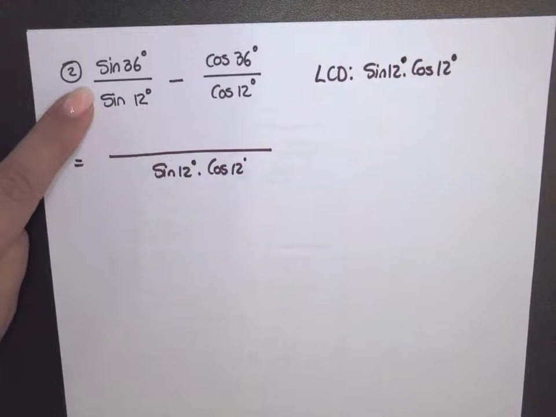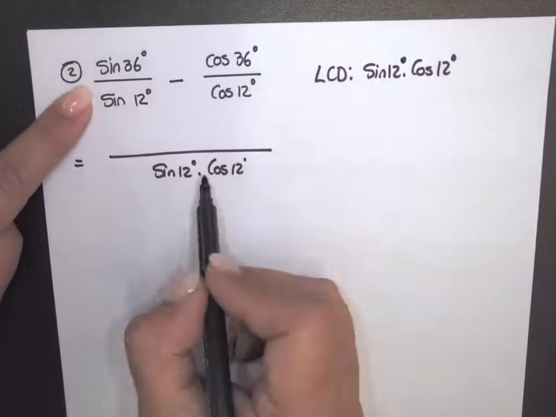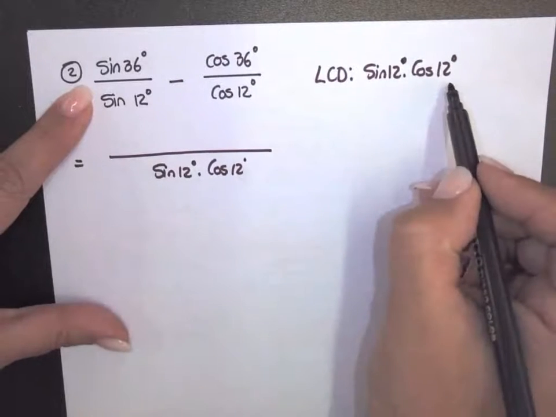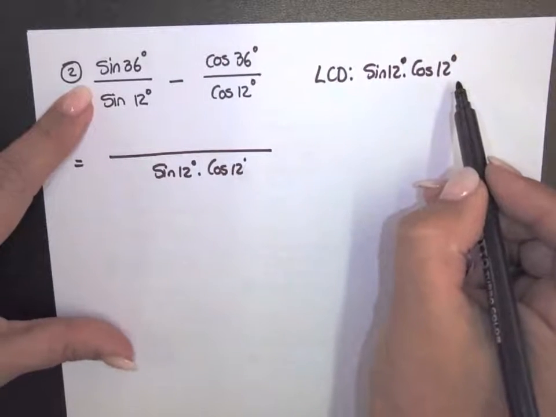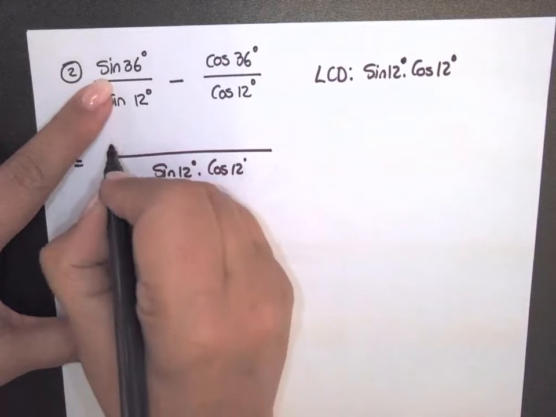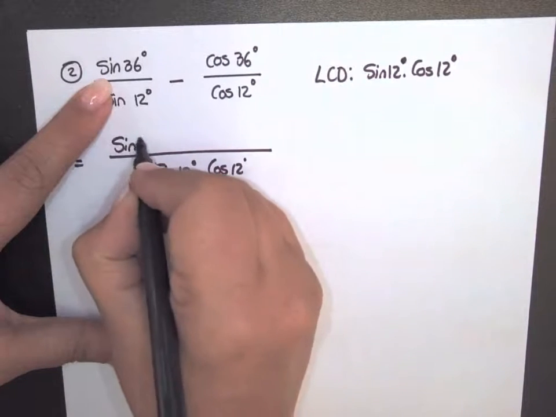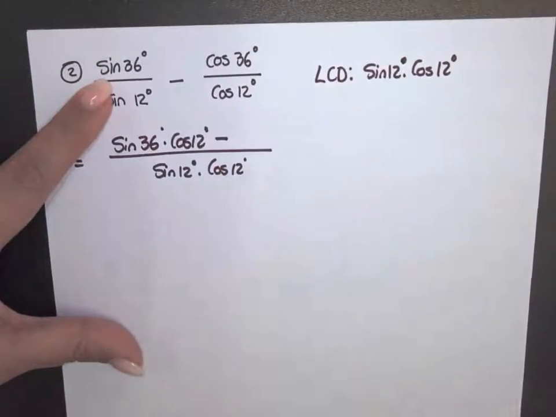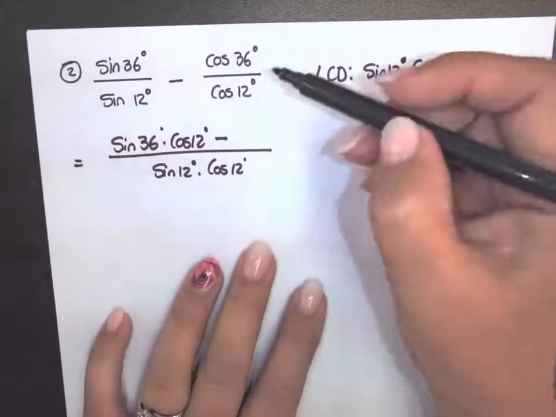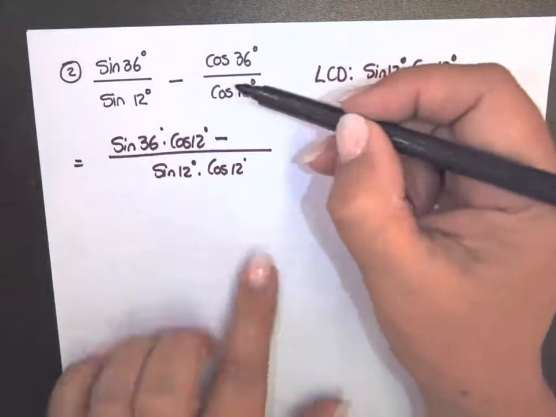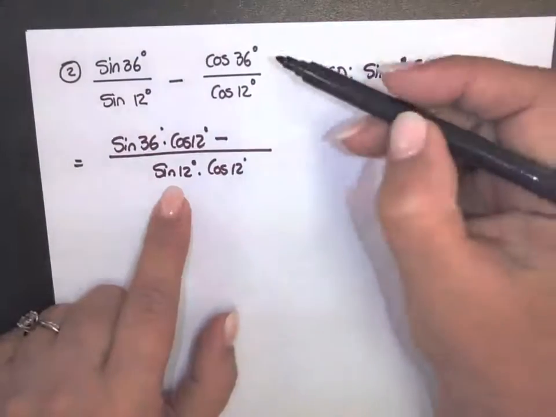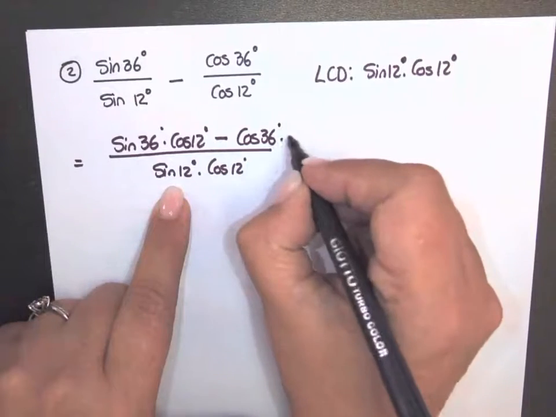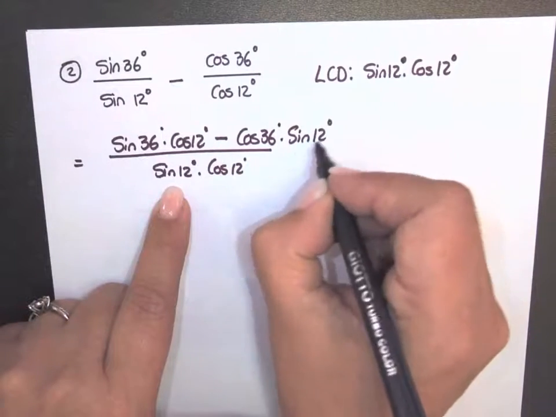What do I need in the first term to get the LCD? The cos 12 degrees. So I multiply the cos 12 with the sine 36. Sine 36 times cos 12 minus. What do you need in the second term? Sine 12. So I multiply the cos 36 with the sine 12 degrees.